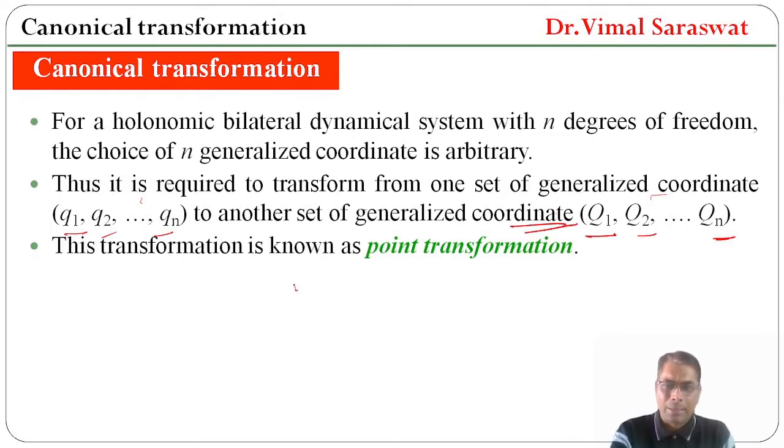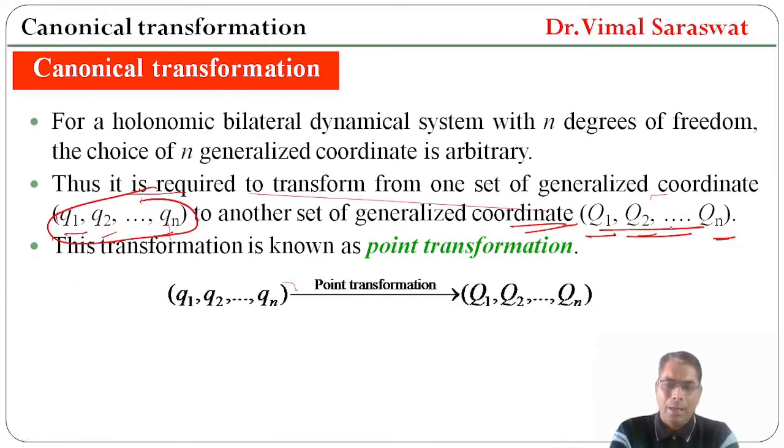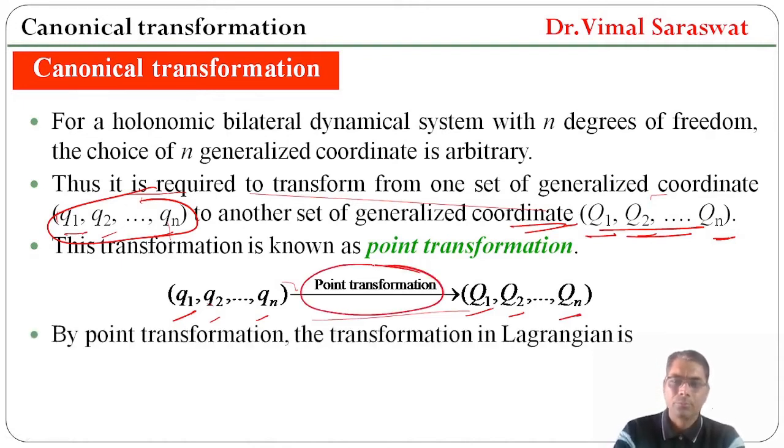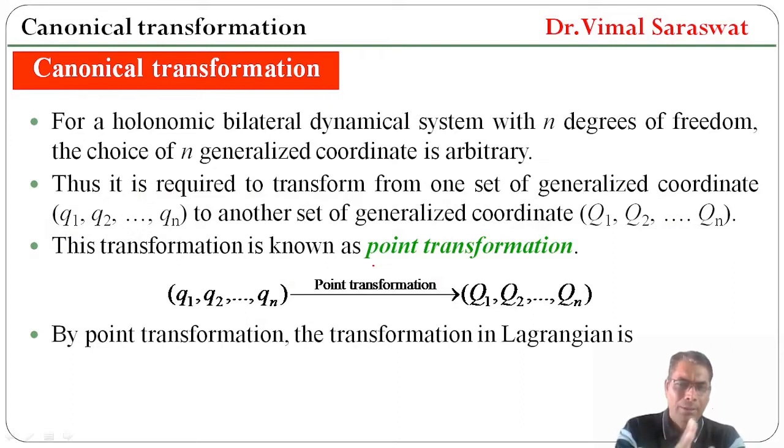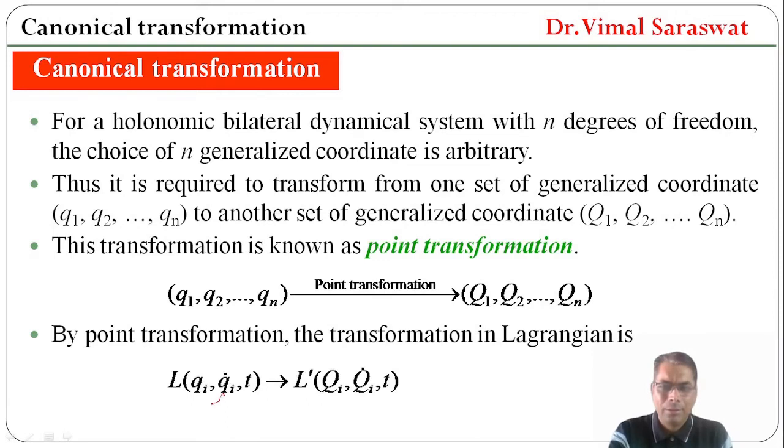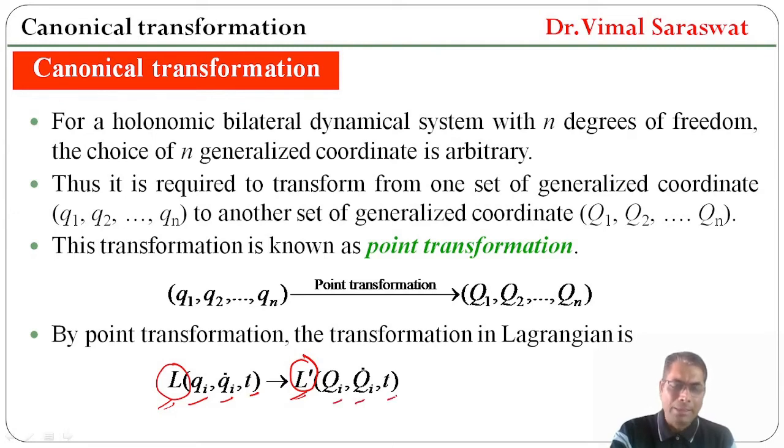So point transformation is a transformation in which we transform old coordinates to new coordinates. It means small q1, q2, qn to capital Q1, Q2, Qn. By point transformation, the Lagrangian transforms from L to L dash. The old Lagrangian is a function of old coordinates, old velocities and time, that is small qi, qi dot and t, and the new Lagrangian L dash is a function of new coordinates, new velocities and time, that is capital Qi, Qi dot and t.